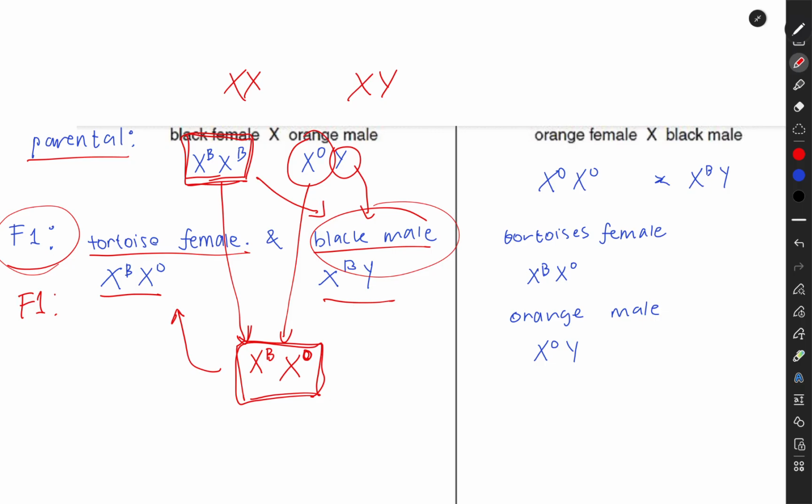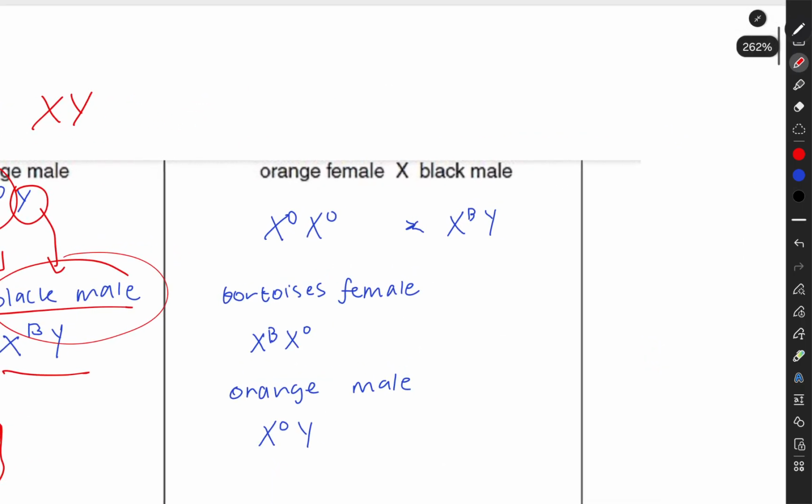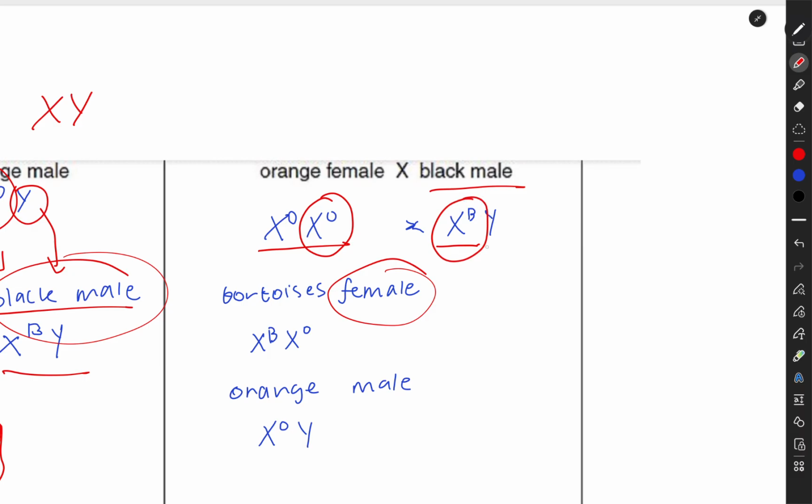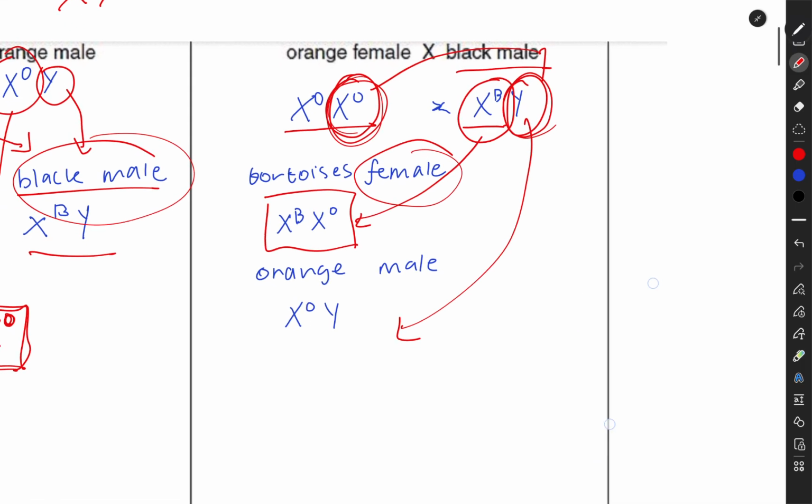it is XBY. For the orange female, it is XOXO, and the black male is XBY. And its daughter will have one X chromosome from its mom and one X chromosome from its dad. So it is XBXO, tortoiseshell female, and the male will have one X chromosome from its mom and the Y chromosome from its dad. So it's going to be XOY.